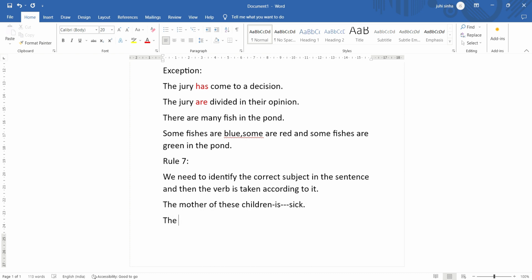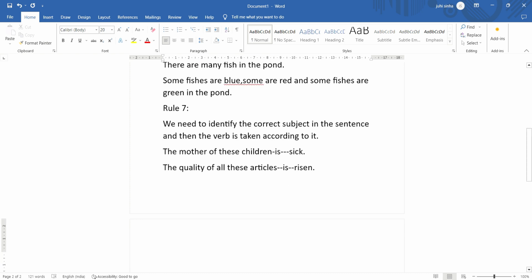Next one. The quality of all these articles dash risen. These are some very common sentences which we often see in most of the books. So again, the correct subject, what we are dealing with, should be quality. Quality is not articles. What are we talking about? Quality. So the answer is. Okay, then rule number 8.